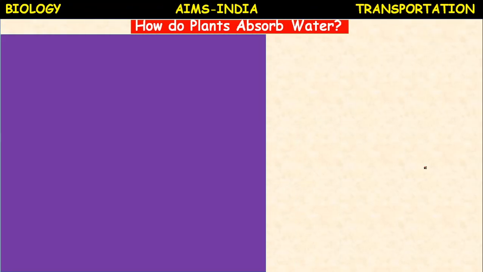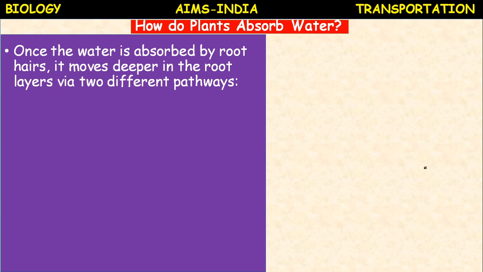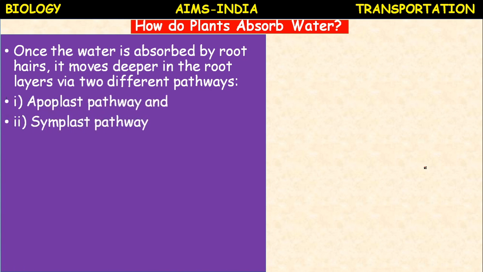Next, how do plants absorb water? Once the water is absorbed by the root hairs, it moves deeper in the root layer via two different pathways. What are those two different pathways? That is the apoplast pathway and the symplast pathway. Listen carefully, children. Apoplast, symplast.